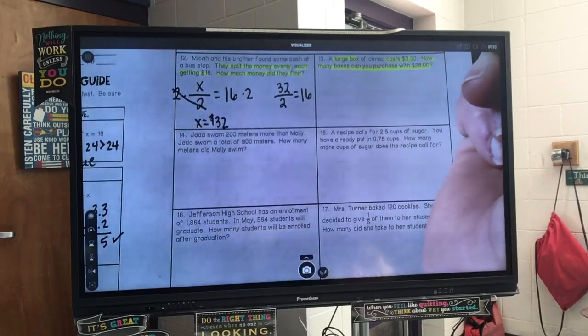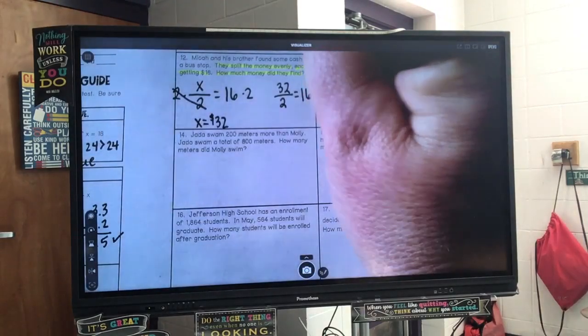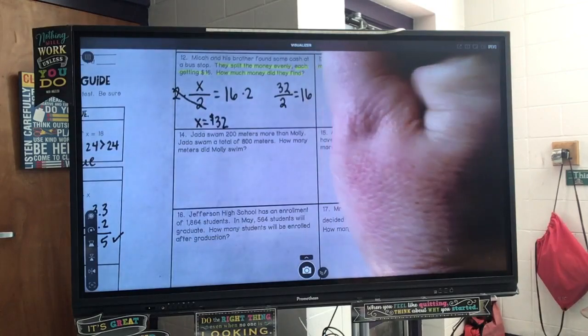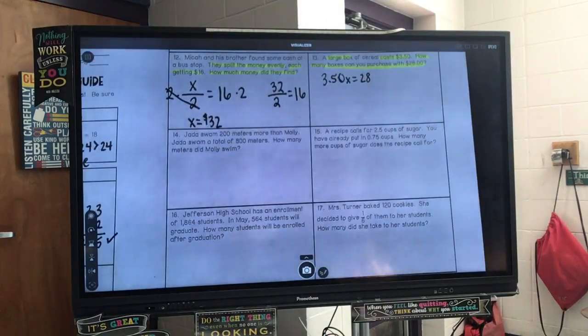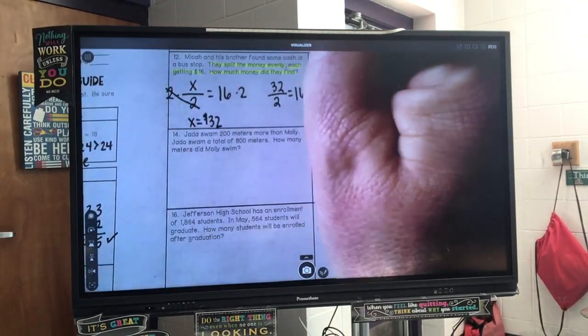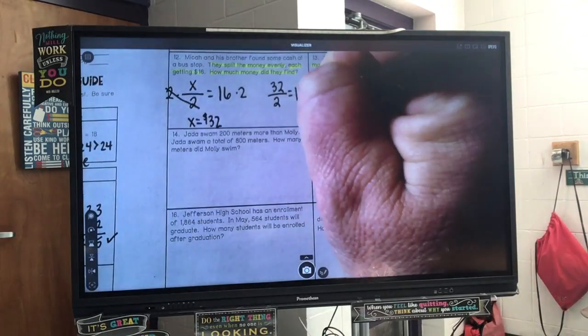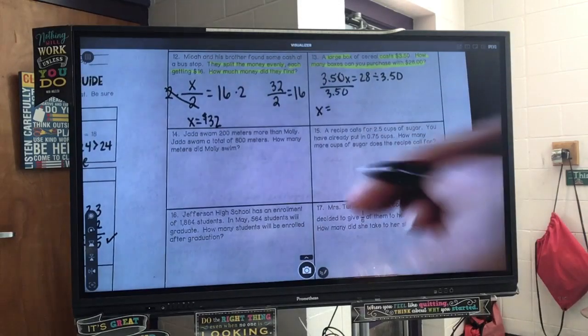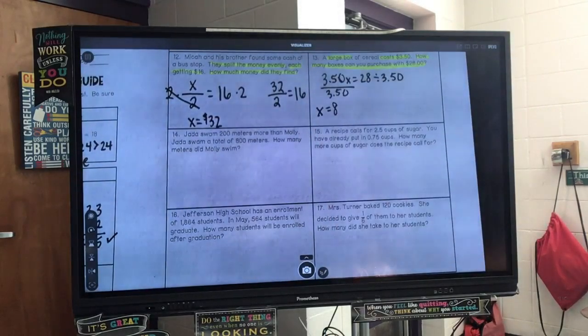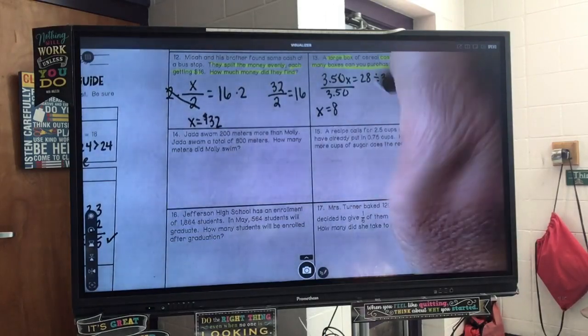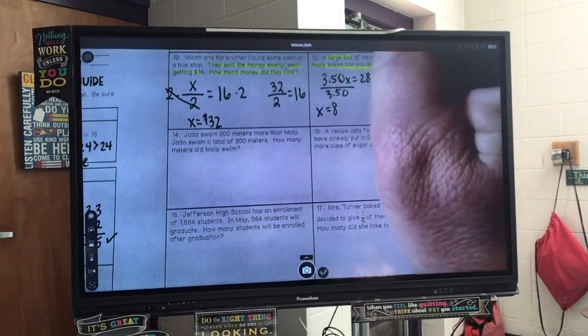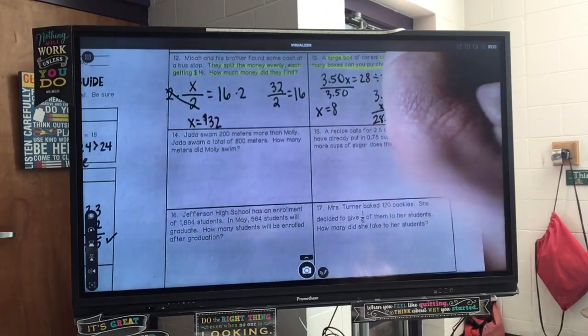I'm gonna say like $3.50x equals $28. Alright, and then we solve this how? The opposite side of the equation. And then what did you get? And then how do we check to make sure we're right? So you do $3.50 times 8, and that gives you $28.